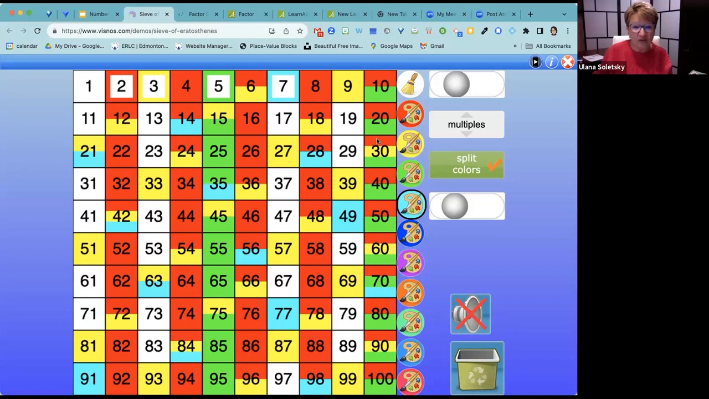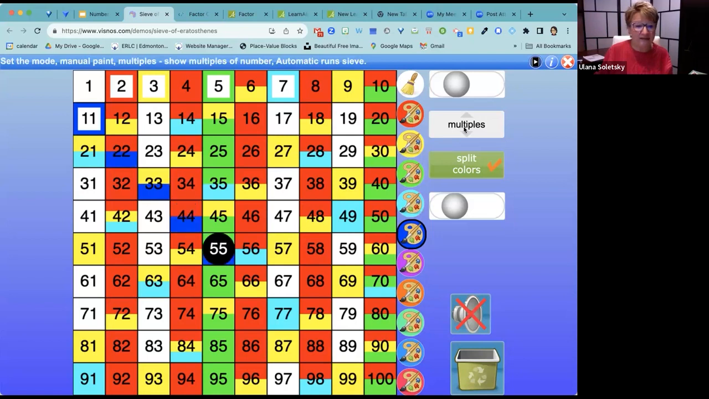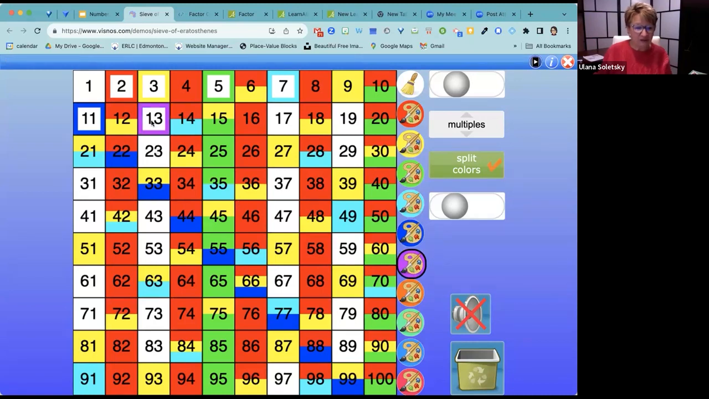Okay, so then I can go, now what's the next prime number? Well, it would be 11. And so I'm just going to pick another color and go to the multiples of 11. And I can do this. And then next one would be the 13.